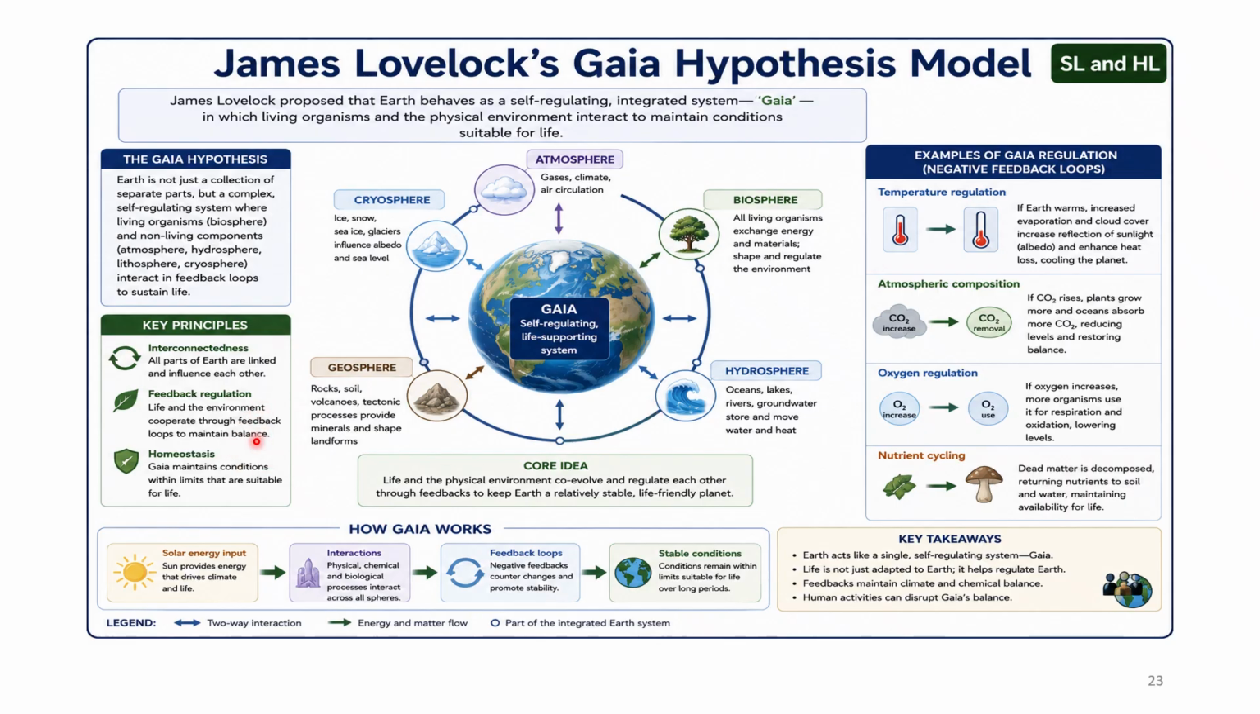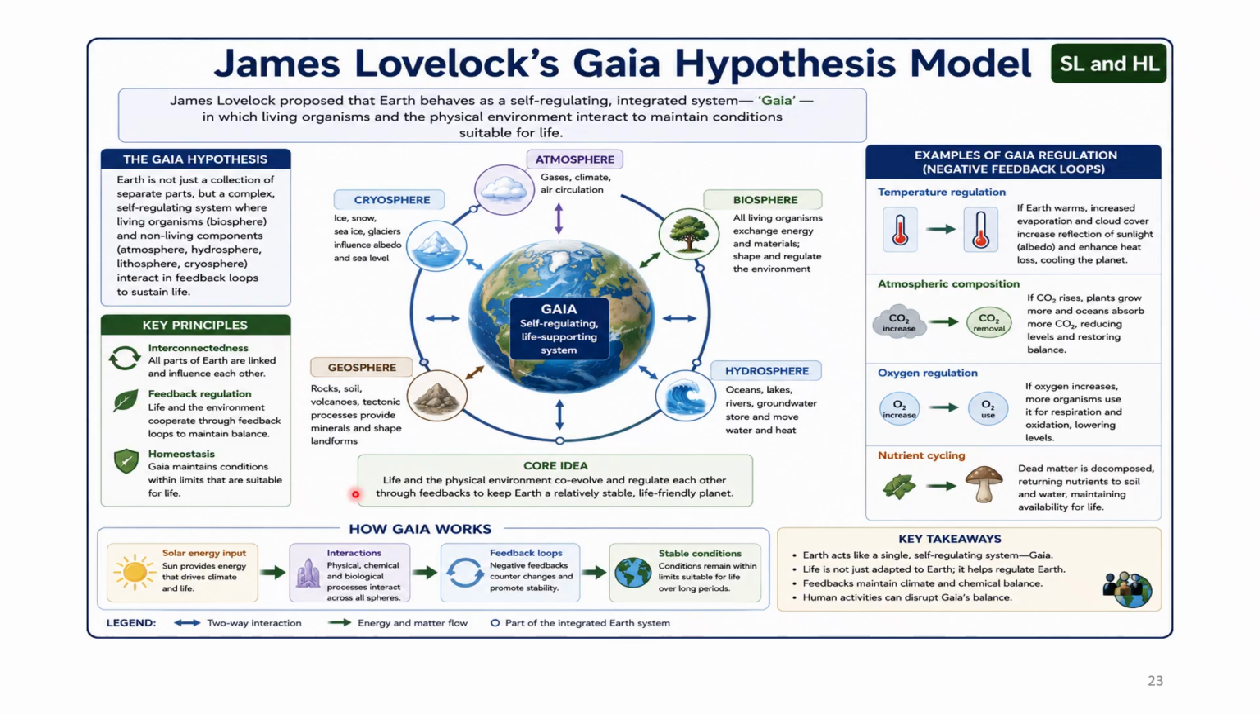For example, when global temperatures rise, increased evaporation can form more clouds, reflecting solar radiation and reducing warming. Similarly, higher atmospheric carbon dioxide concentrations can stimulate plant growth and increase carbon uptake, helping moderate CO2 levels. Decomposition also recycles nutrients, maintaining ecosystem productivity.